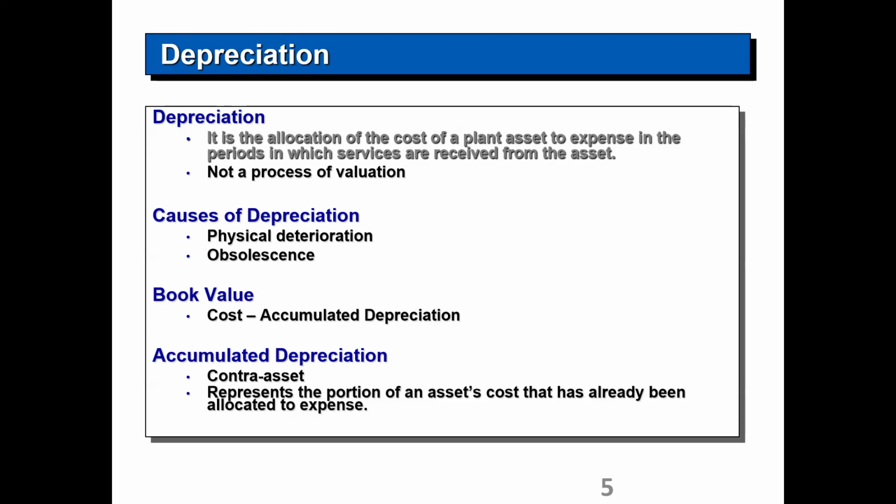The first year, the amount of accumulated depreciation in the account would be 2000. Next year, we'll have 2000 for the first year and 2000 for the next year, so total would be 4000. In the third year, it's going to be 2000 for the first year, 2000 for the second year, and 2000 for the third year. So accumulated depreciation in that case will be 6000.